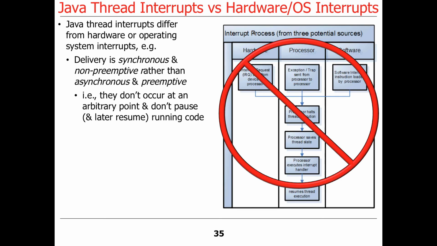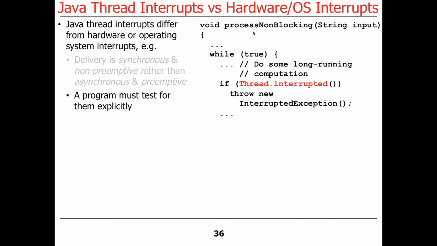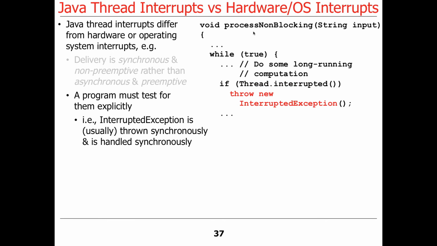So it doesn't occur at arbitrary points in time, and it doesn't pause and later resume running code. You, the programmer, or you, the library developer, have complete and total control over when the interrupts are going to be checked for. In particular, a program actually has to test for them explicitly. So just like we've been looking at up to this point, if the thread is interrupted, then we check for the thread being interrupted. The thread doesn't get interrupted in an asynchronous or preemptive way. The flag is set, and then we have to synchronously and deliberately do the check. So typically, interrupted exceptions are thrown synchronously and handled synchronously.